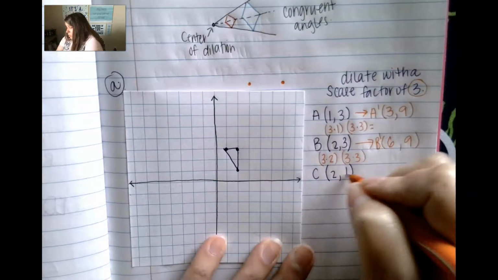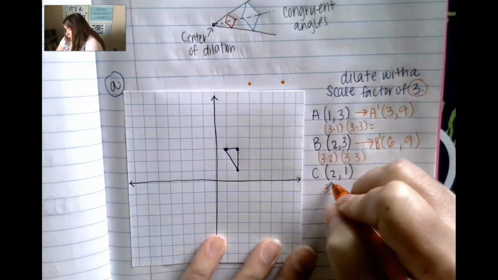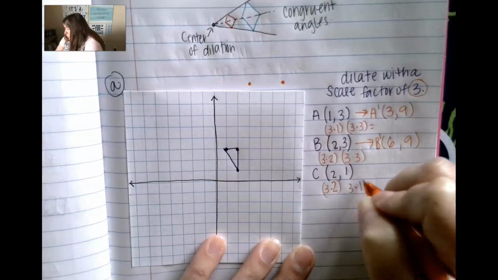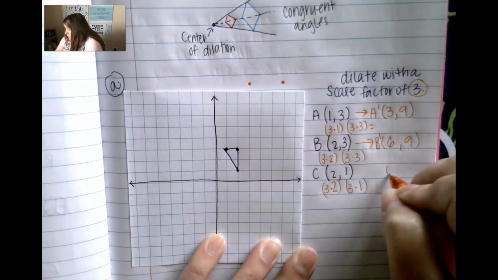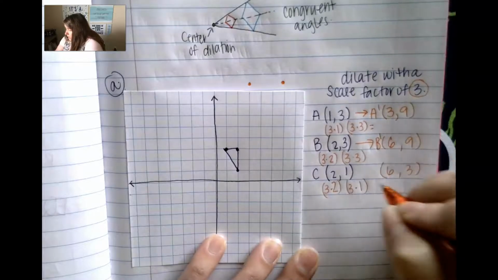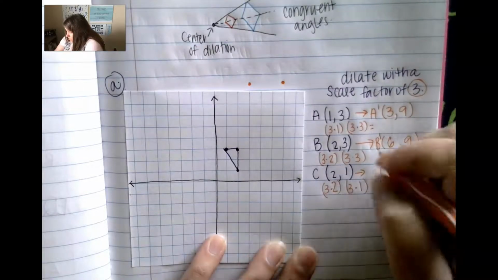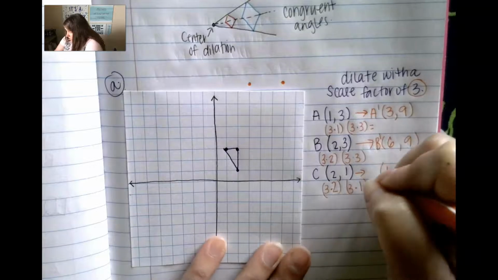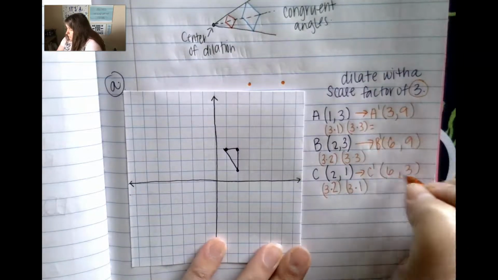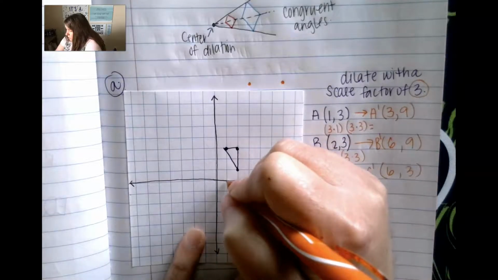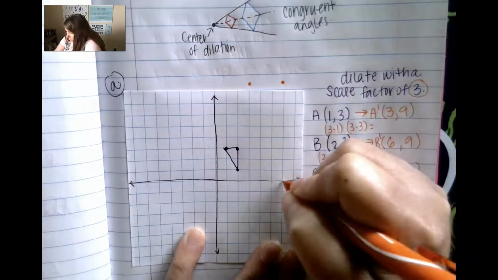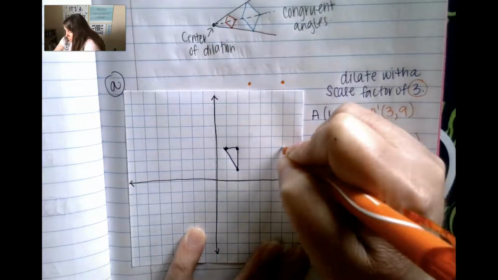And then 2, 1. So 3 times 2 and 3 times 1. My new x value is 6. My new y value is 3. So I've enlarged this by using multiplication with a scale factor of 3. So 6, 3. So I'm going to go over 1, 2, 3, 4, 5, 6, and then up to 3, 1, 2, and 3.